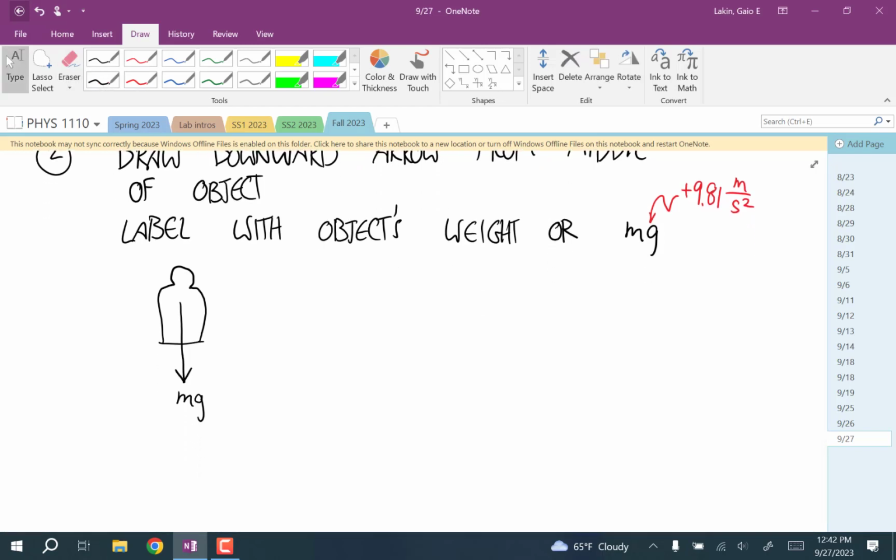Okay, so as far as the sign of the weight, notice that the magnitude is mg. The direction, which is where that negative would come from if it's going to be negative, is shown by the direction of the arrow. Okay?